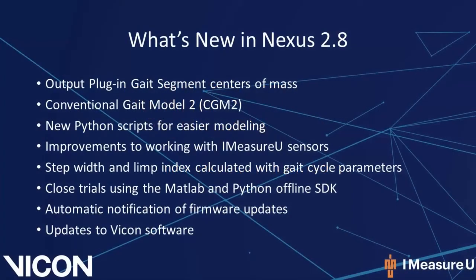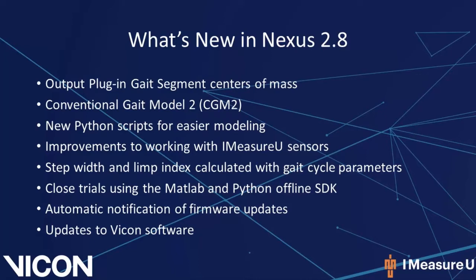In Nexus 2.8, there are several new features. Nexus can now output plug-in gait segment centers of mass when you run plug-in gait. Nexus 2.8 can also be used for running the conventional gait model too. New Python scripts are also included for easier modeling.